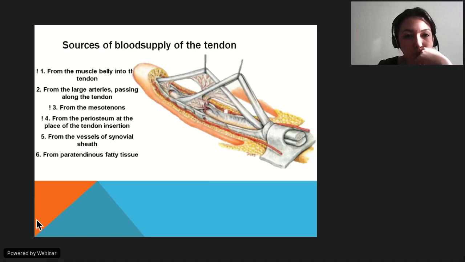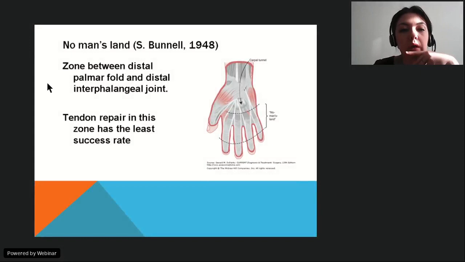We also have to know that specifically in the place where blood supply of the tendon occurs only from the mesotendons, there is a no man's land. It is a term that was introduced by Bunnell in 1948. It is the zone between the distal palmar fold and the distal interphalangeal joint. Tendon repair in this zone has the least success rate due to such difficulties with blood supply of the tendon. So when we perform surgeries in this region, we should be especially delicate, especially accurate, not to disturb the blood supply of this region because it is very poor.